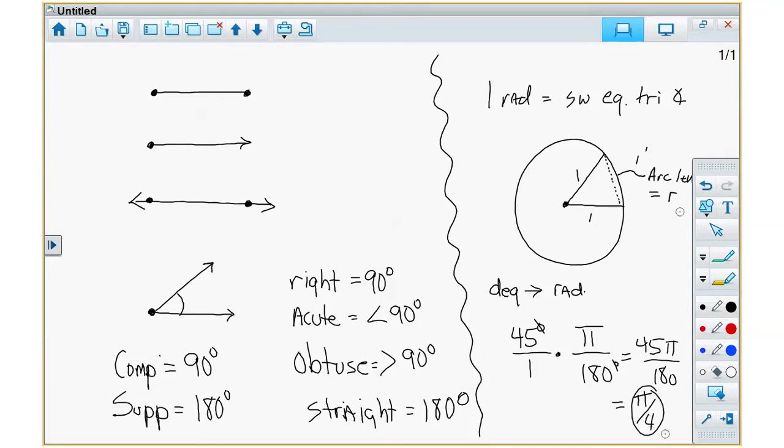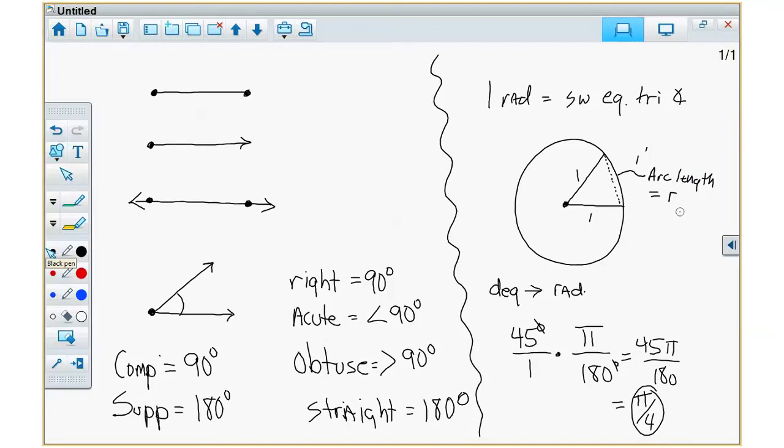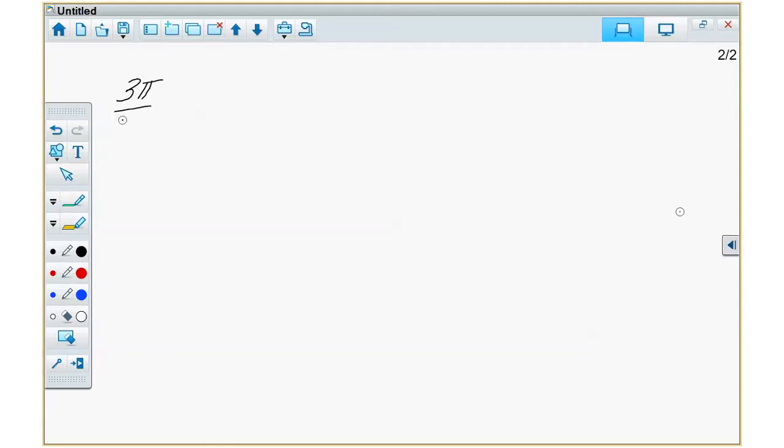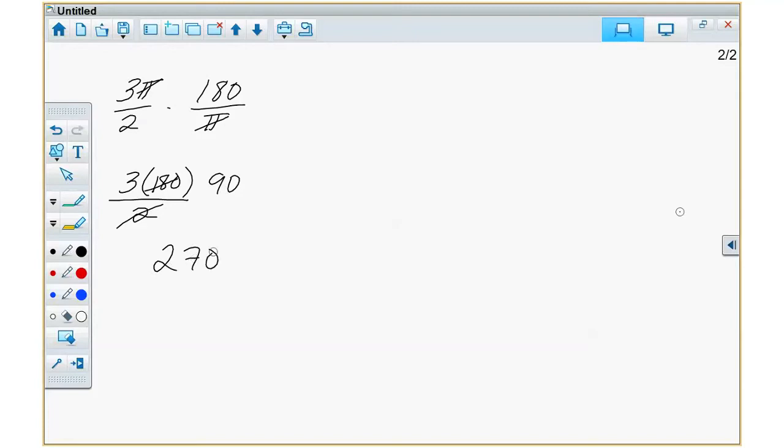Okay, and then if you have 3 pi over 2, and you want to change that, then you multiply by 180 over what? Because you want the pi's to do what? Cancel. Two cancels with that, 90. 3 times 90 is what? 270 degrees. Okay, we talked about that.